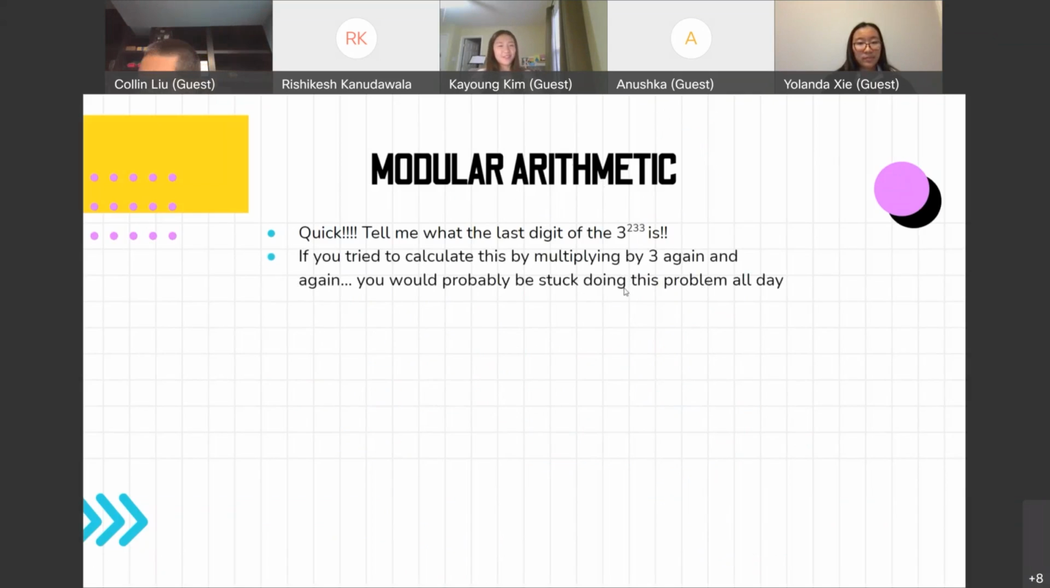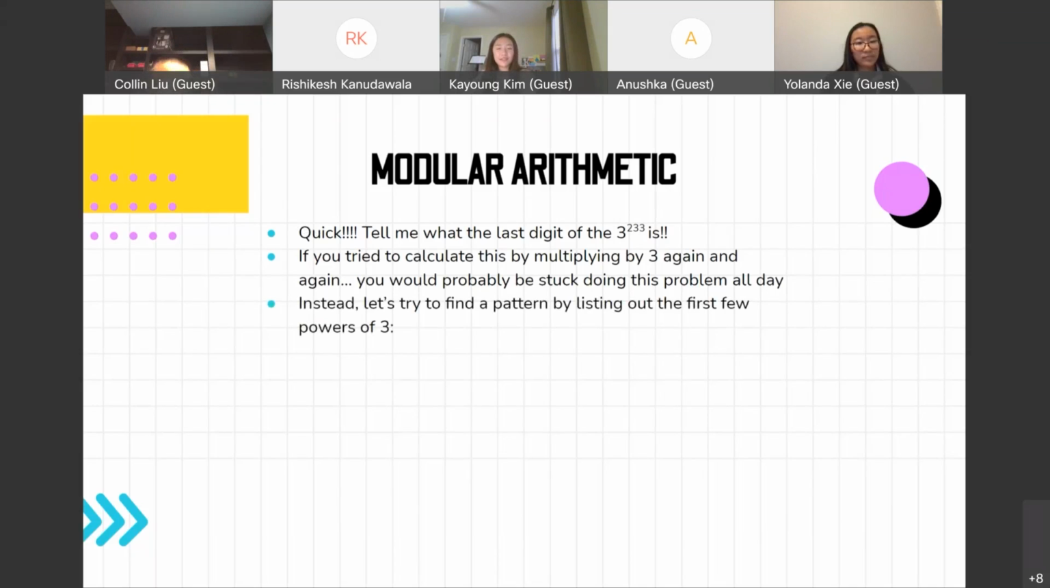If you try to calculate this by multiplying by 3 again and again, like 3 times 3 is 9, 9 times 3 is 27, and so on, you would probably be stuck doing this problem all day and you would not be quick. So instead, I'm going to try to find a pattern, because patterns are our friend. They help us save time.